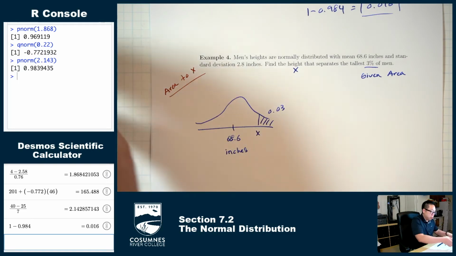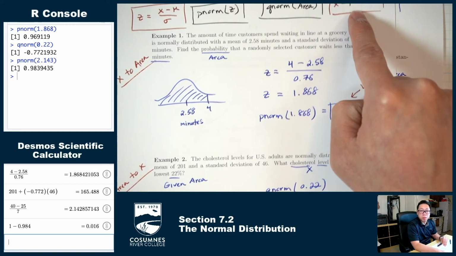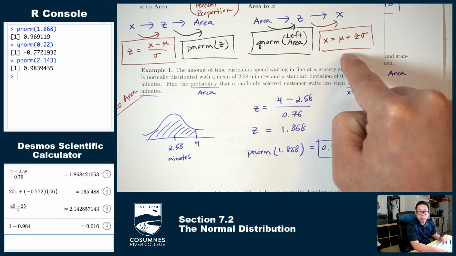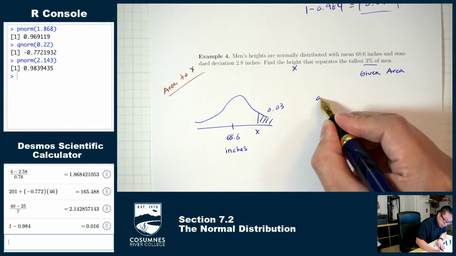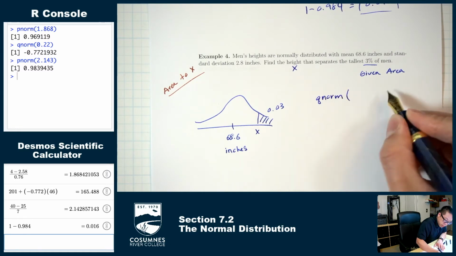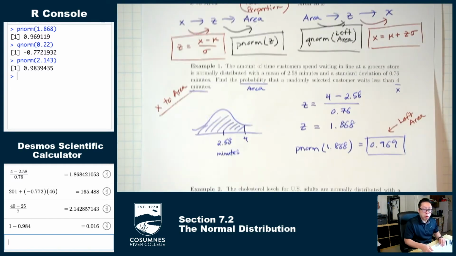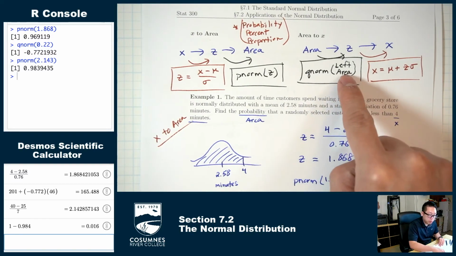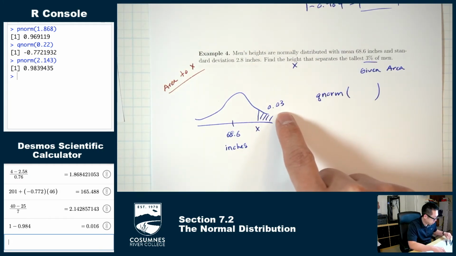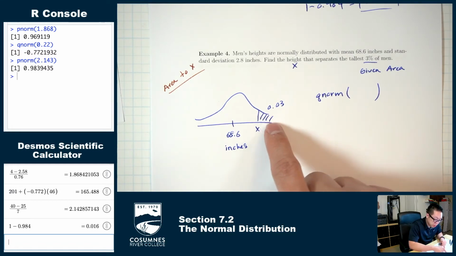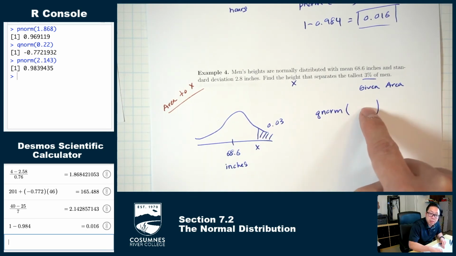And then I think I'm ready now to do my workflow. So the workflow is I need a Q norm, left area, and then do this formula. So first thing I need to do is Q norm. Now, notice it says Q norm left area. So I need a Q norm and feed it the left area of my picture. Is 0.03 the left area? No, right? 0.03 is this shaded part, which is the right area. So I need to actually find this unshaded left area to feed into my Q norm.